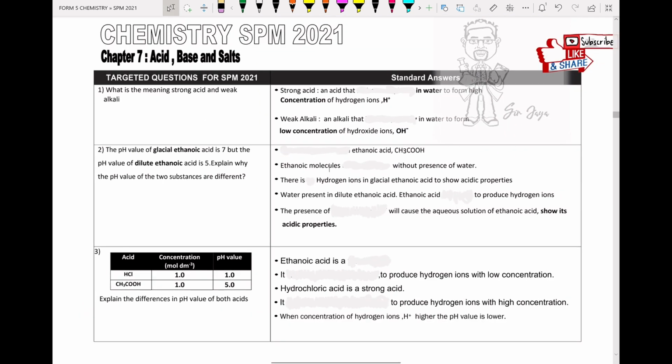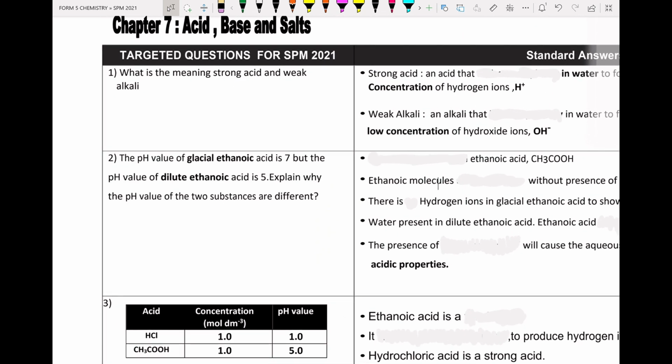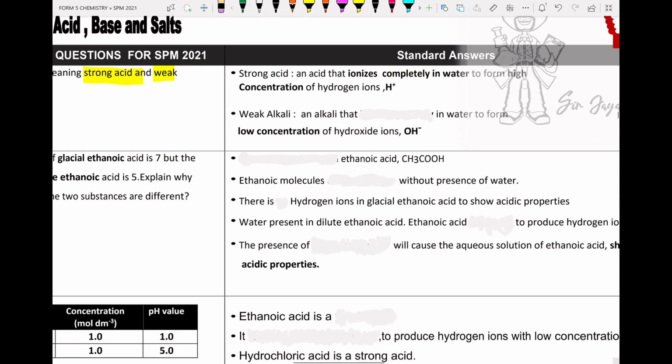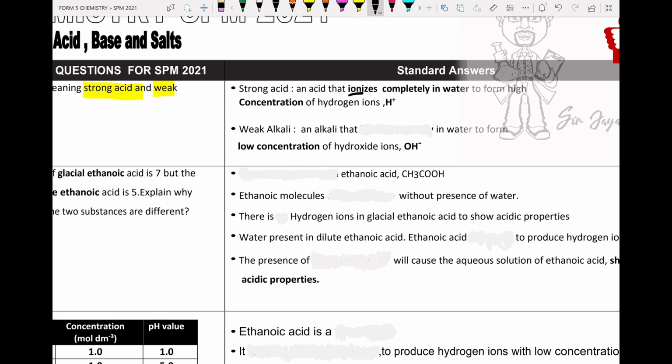Okay, so we move on to chapter 7, acid, base and salt. The first question will be, what is meant by strong acid and weak alkali? Strong acid: an acid that ionizes completely in water, producing a high concentration of hydrogen ions. So check this word, ionizes completely. And weak alkali: an alkali that ionizes partially in water, producing a lower concentration of hydroxide ions.